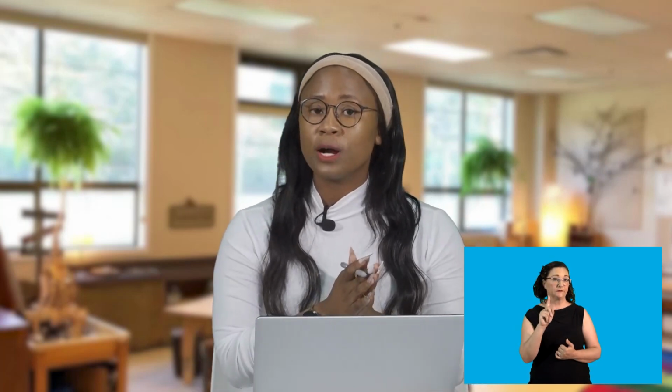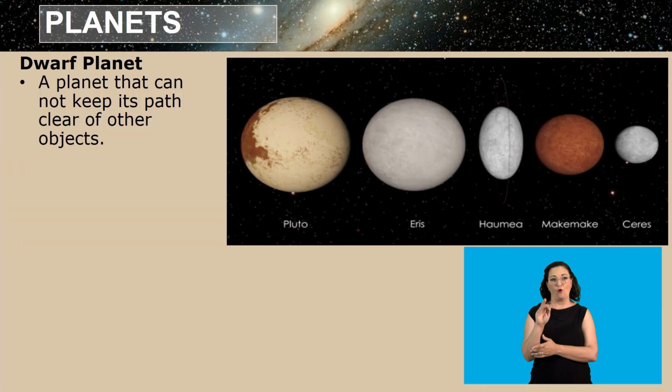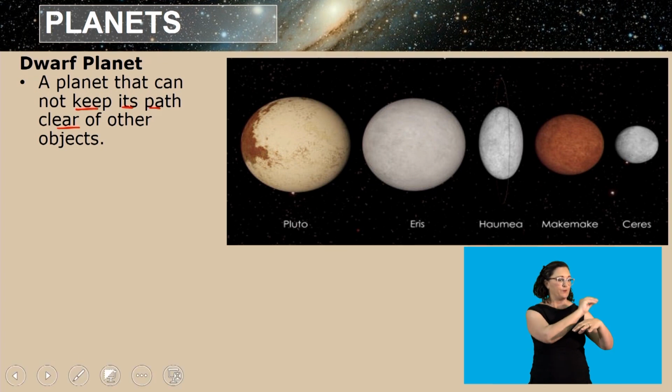Now, guys, remember we spoke about Pluto not being an actual planet, but we said that it has been referred to as a dwarf planet, okay? Now, what you need to know is that there are 5 different dwarf planets, as shown in the picture. Now, what is a dwarf planet? It is a planet that cannot keep its path clear of other objects. Remember, we said that in order for a planet to be a planet, it must keep the path clear so that when it orbits around the sun, it doesn't collide with other objects. But dwarf planets are not able to keep their path clear of other objects.